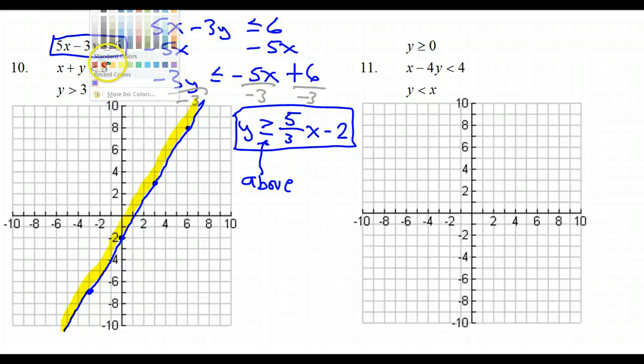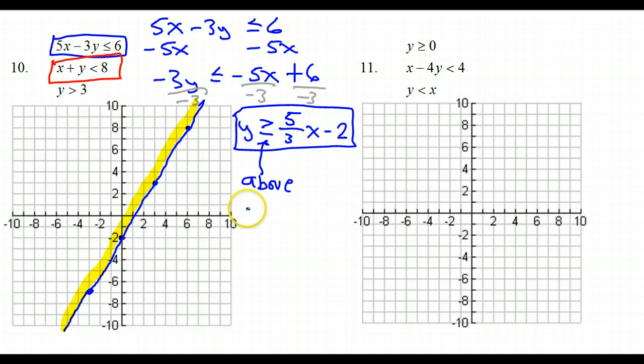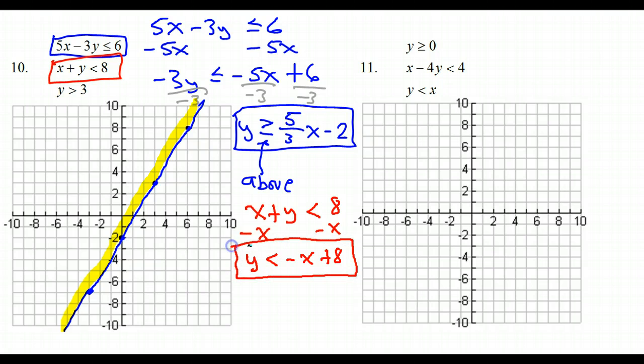Now let's switch over to red so we can keep track. So the red inequality is x plus y is less than 8. Subtract x from both sides, so we have y is less than negative x plus 8. Well, that wasn't too bad. So we'll start with 8, and we will have to go down 1, right 1 because of the slope.